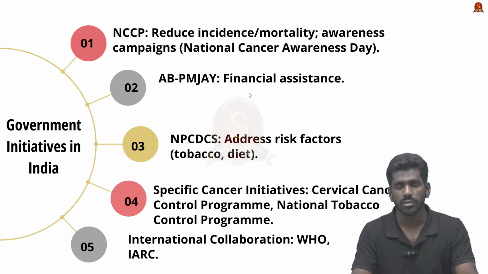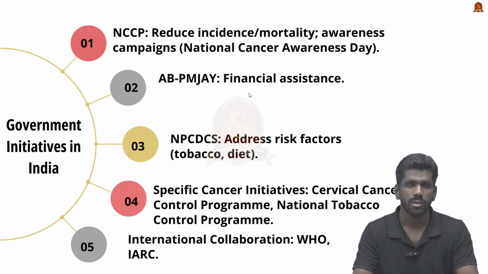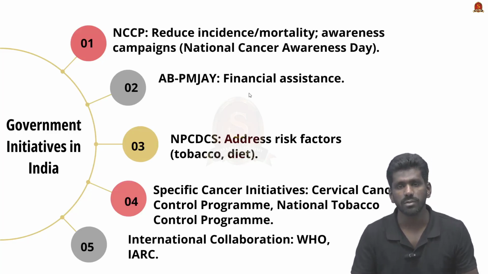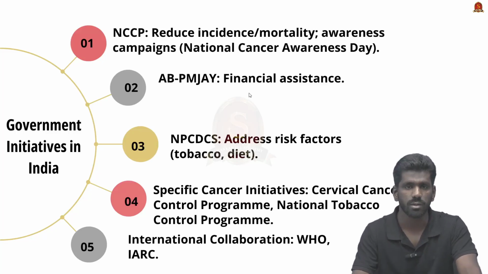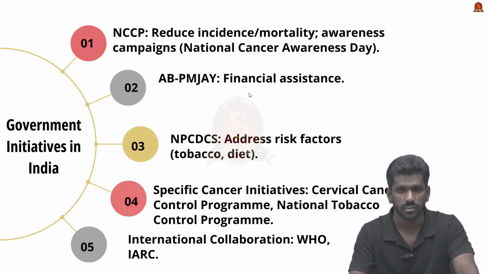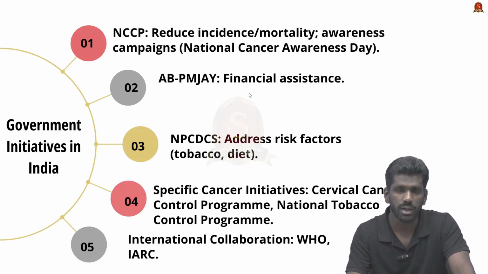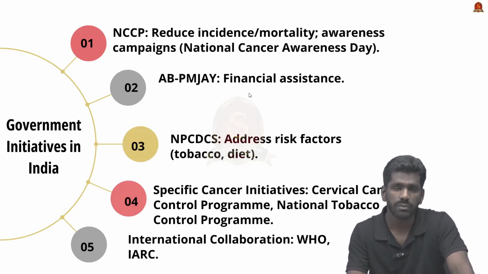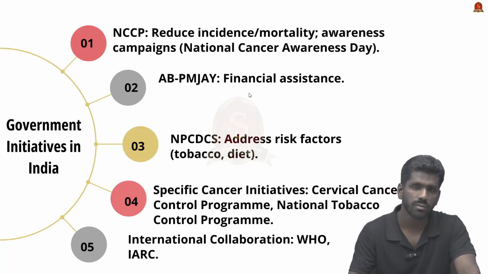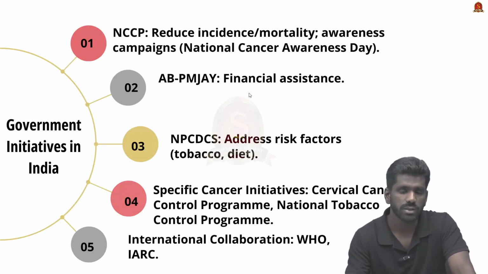Now let us talk about the government initiatives to fight cancer in India. The important one is the National Cancer Control Program (NCCP). This program is aimed at reducing cancer incidence and mortality through various activities like awareness campaigns. Ayushman Bharat also takes part in this scheme. Pradhan Mantri Jan Arogya Yojana, this flagship healthcare insurance scheme, provides financial assistance for cancer treatment for eligible individuals. So this reduces the economic burden on the patients and their families.